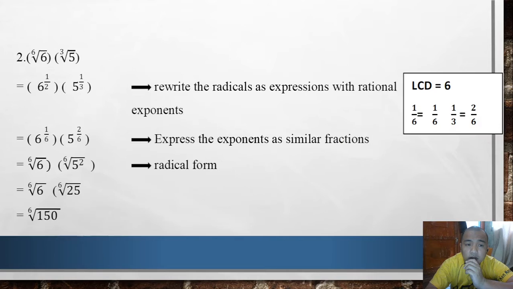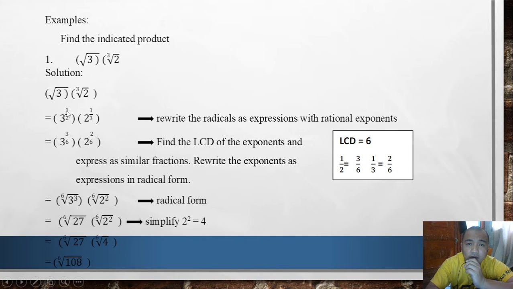First, square root of 3, rewrite to rational exponents. 3 raised to 1/2. Cube root of 2 is 2 raised to 1/3. Then find the LCD of the exponents, which is 6. Find the LCD of the exponents and express as similar fractions. In similar fractions, they have the same denominator. So since the LCD is 6, this will become 3/6. This one is 2/6. So they are similar now.